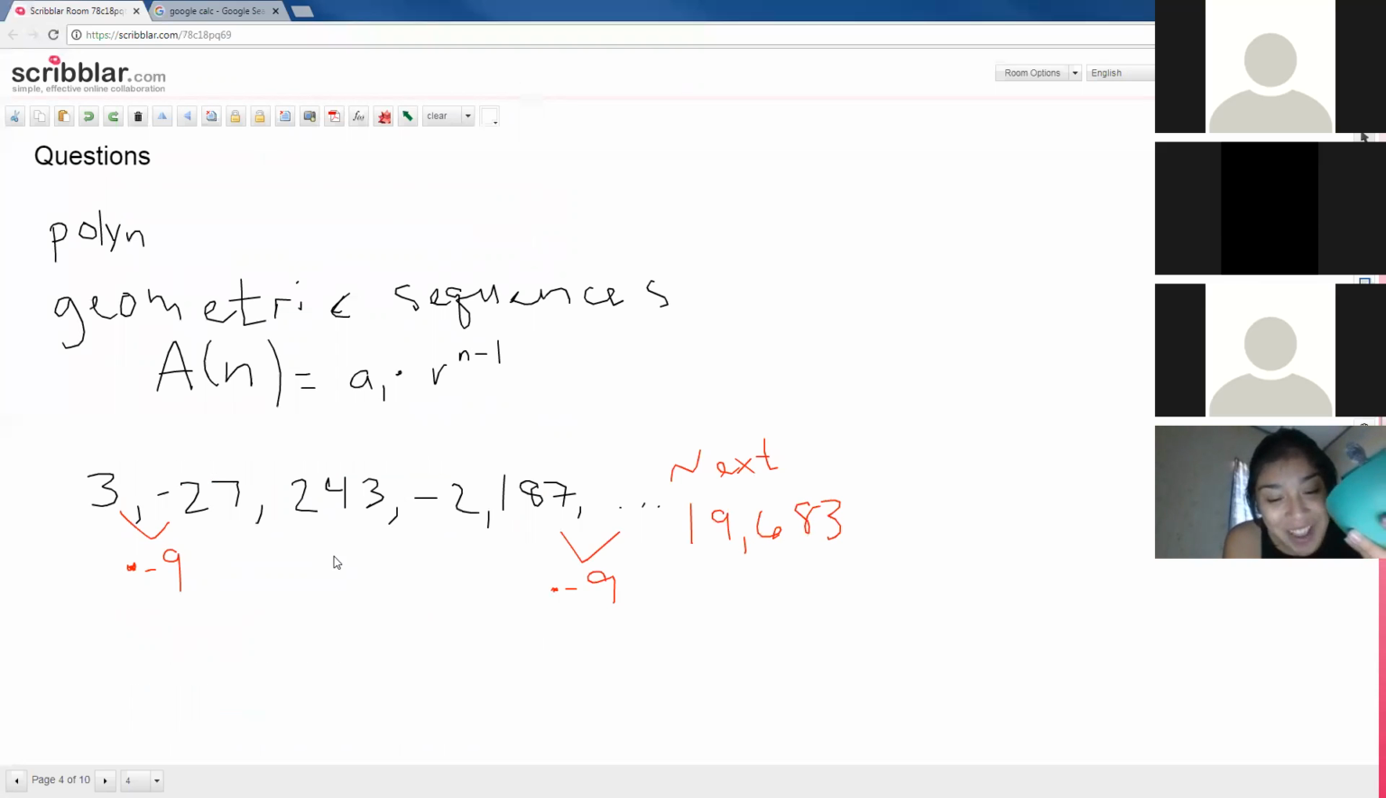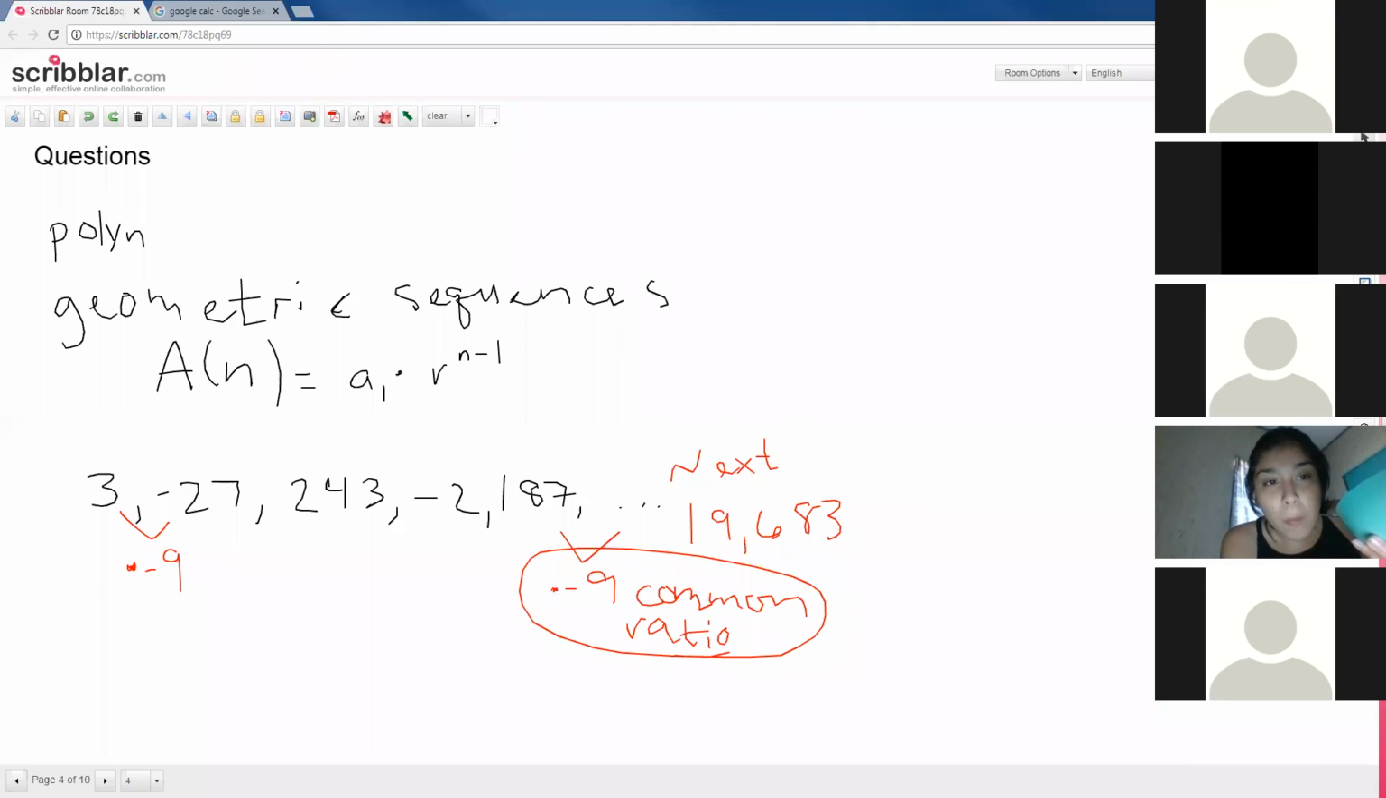A question might also just ask you for a common ratio. So the common ratio is actually a number we already found. You have to find that common ratio to do the problem. So negative 9, if it said what's the common ratio, that's negative 9.